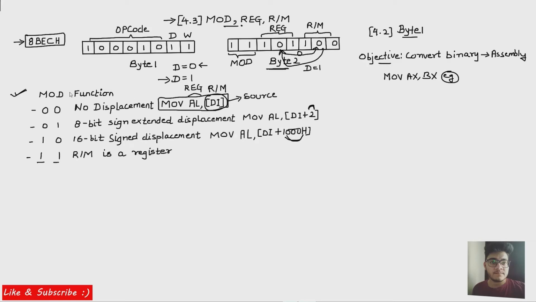So now we have studied the mod field also. It tells us about the displacement and whether RM, or the source, is a register or not. So basically D helps us in deciding what is the source and what is the destination, right? If you are confused about this, it is now clear that D tells us who is the source. If D equals 0, it means that the source is the REG field, which is the register field. And if D equals 1, then we say that the r/m field is the source. In our case, D equals 1, which means that the reg field is the destination.